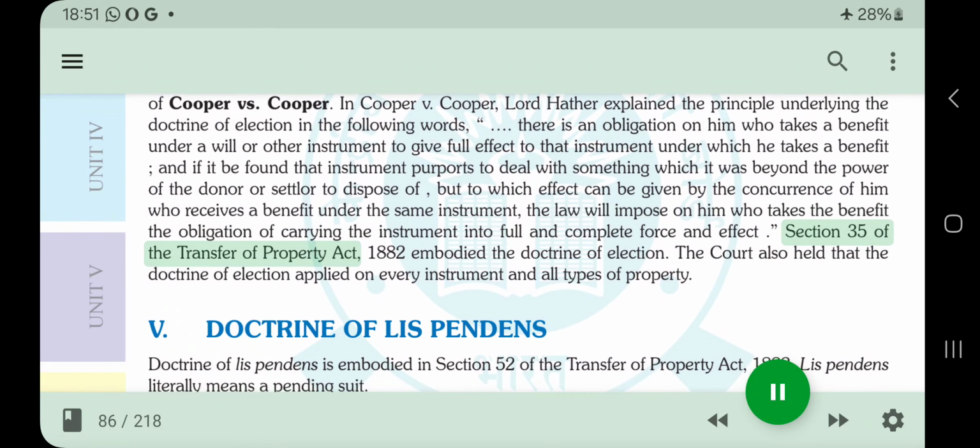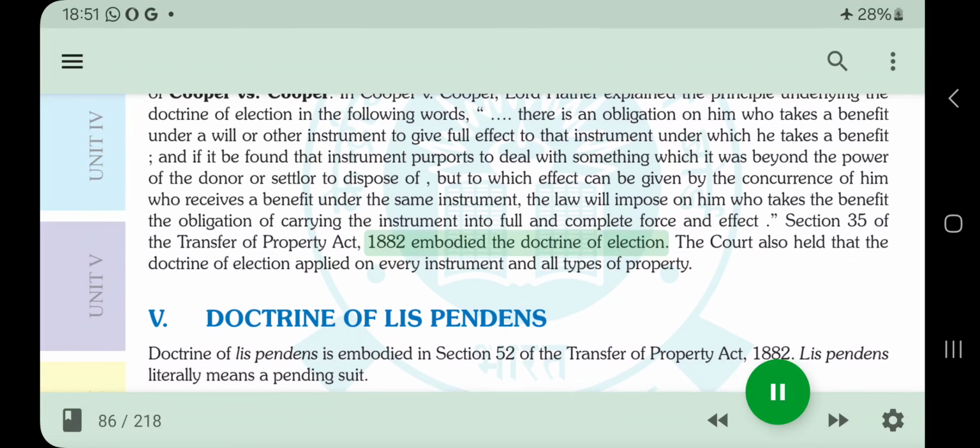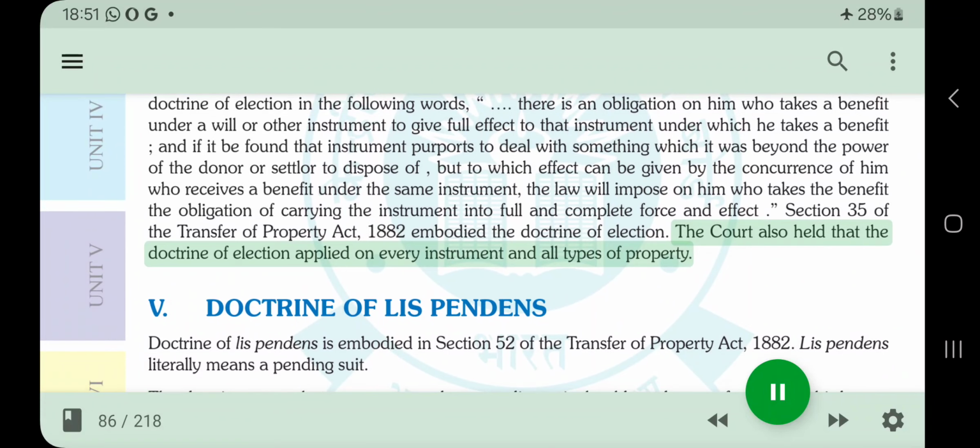Section 35 of the Transfer of Property Act, 1882 embodied the doctrine of election. The court also held that the doctrine of election applied on every instrument and all types of property.